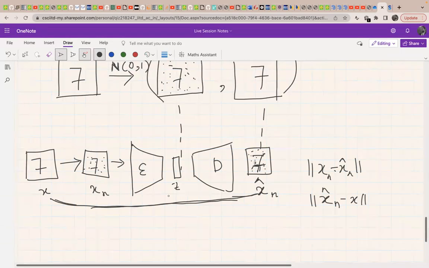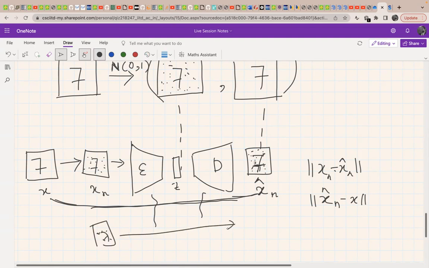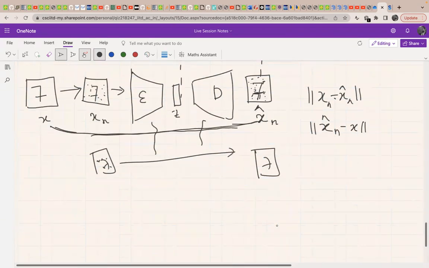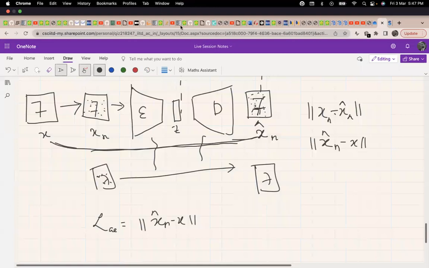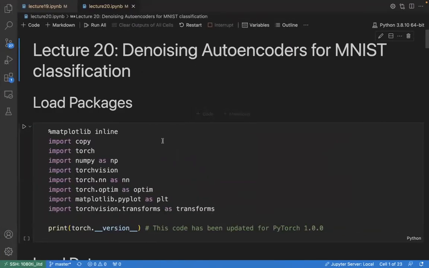So after training has been done, after a few iterations, when you pass a noisy 7 into the autoencoder, you will get a clear 7 as the output. So this is the basic idea. The loss is now just xn cap minus x. It's not MSE, mean square distance. Nothing fancy is going on.